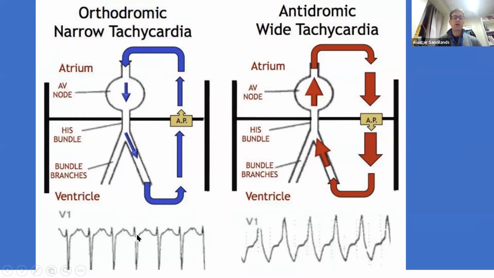Okay, so therefore we have a narrow QRS tachycardia, and in this example there is a bit of a P wave there. Okay, so this is AV reentrant tachycardia, AV reentrant tachycardia.